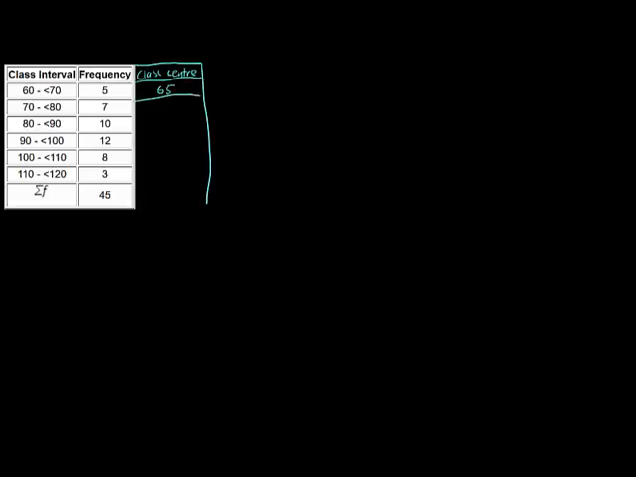Middle of 70 and 80 is 75. The middle of 80 and 90 is 85. And then we have 95. Then we have 105. And then we have 115. Okay. Then we want to use these as if they were our scores.